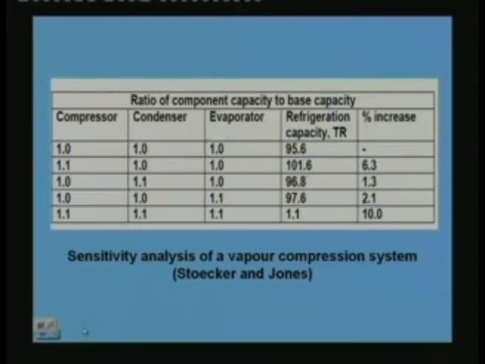So, this is the kind of information you can get from the sensitivity analysis. What is the use of this kind of data? This data clearly shows that if you have to invest money, it is better that you invest money on the compressor, because a 10% variation in the compressor is giving rise to a 6.3% increase in the total capacity of the system, whereas a 10% rise in the condenser is giving only a 1.3% increase in the capacity. That means in terms of relative influence, the compressor has the most influence.